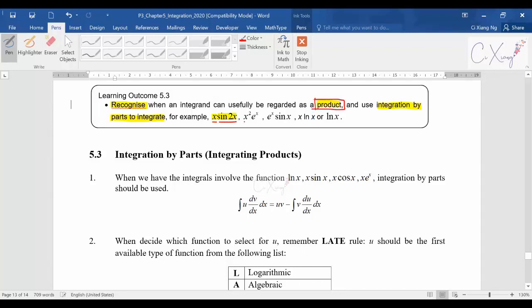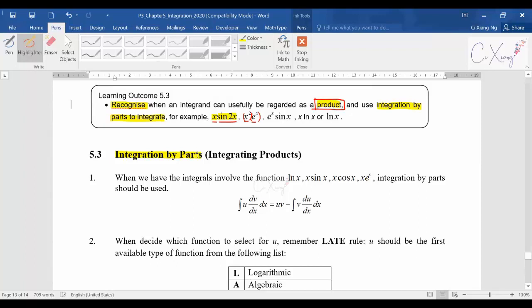Or maybe you have x squared multiplied with another function dx. There are two brackets here, two different functions here. So it is a product here. If we want to integrate this kind of product, we will need to use the technique that we name integration by parts.